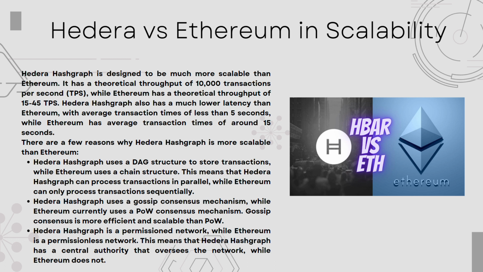I agree that proof of work is more computationally heavy, although it's more secure. But still, for scalability and efficiency, gossip consensus is more scalable. Hedera Hashgraph is a permissioned network, while Ethereum is a permissionless network. This means that Hedera Hashgraph has a central authority that oversees the network, while Ethereum does not. So Ethereum provides more decentralization, but Hedera does not. Hedera is limited in that sense.